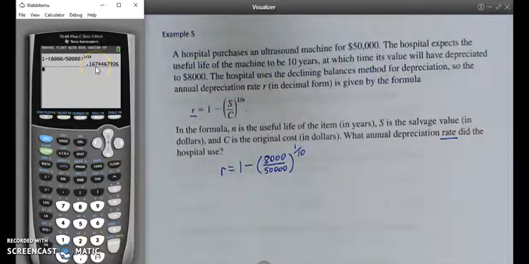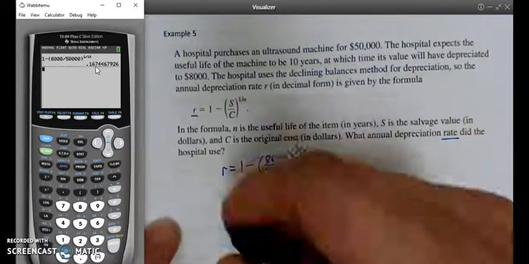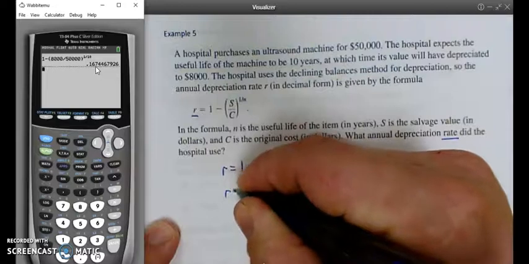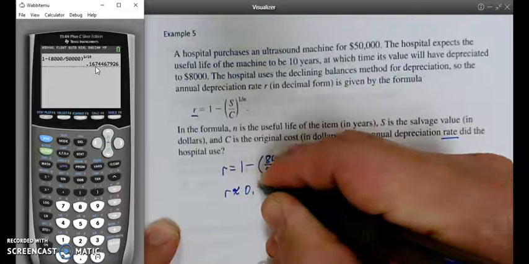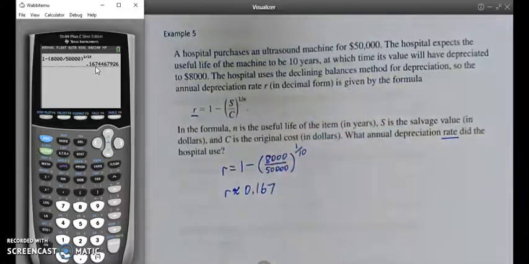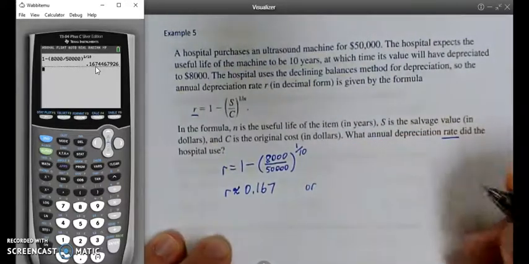So the rate, it doesn't say what to round to here. Usually with percentages, we do to the nearest tenth of a percent, which would be the thousandth place. So I'd be considering this as 0.167. And that's an approximate, so I'm putting approximately 0.167.